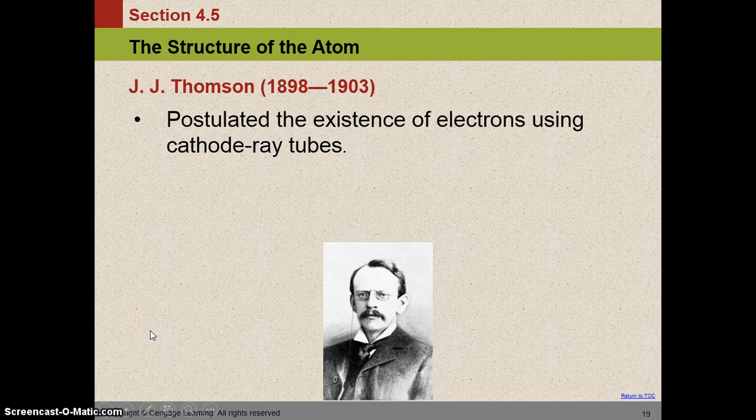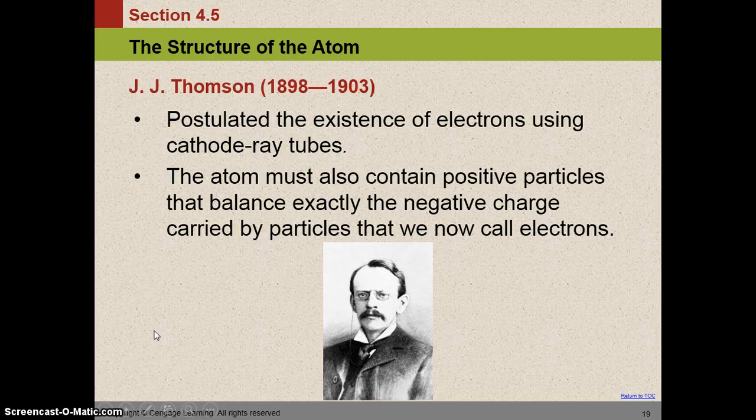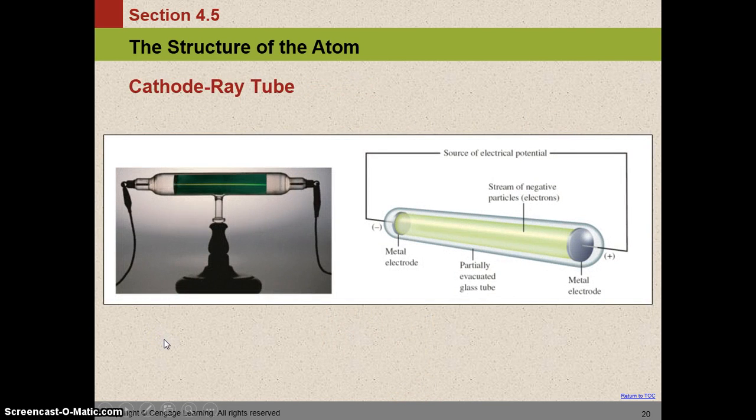He postulated that the existence of electrons was possible using what are called cathode ray tubes. And he said that the atom must also contain positive particles if it contains these negative particles, and we now call those negative particles electrons. So this is a picture of a cathode ray tube, and there's a metal electrode at both ends, a negative end and a positive end. This is the source of the electrical potential, and the electrons flow throughout this glass tube, and the color that's shown depends on the gas that's in the tube.